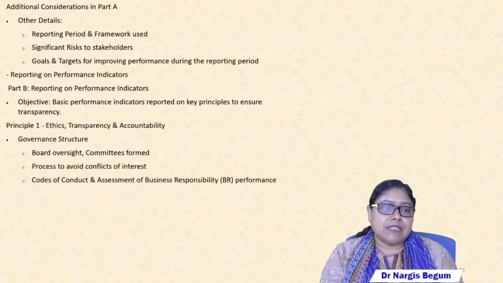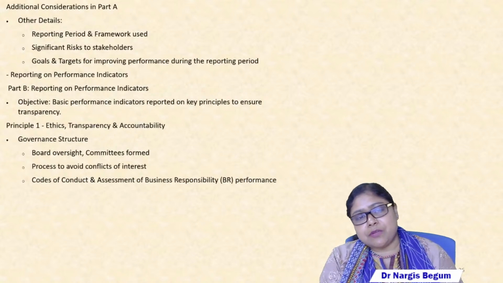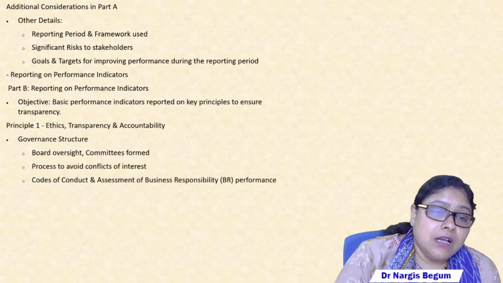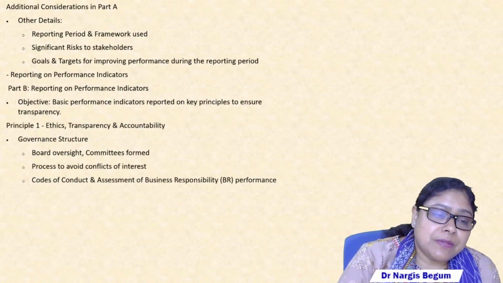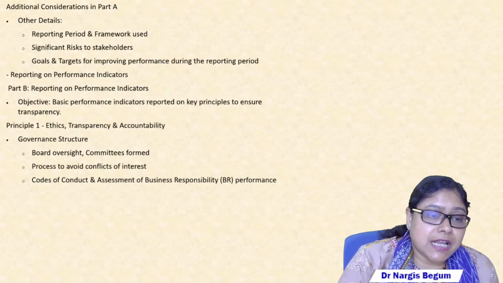Reporting on the performance indicator is done. The objective is that the basic performance indicators being reported on the key principles should ensure transparency. Now there are different important principles. Principle one is ethics, transparency and accountability.